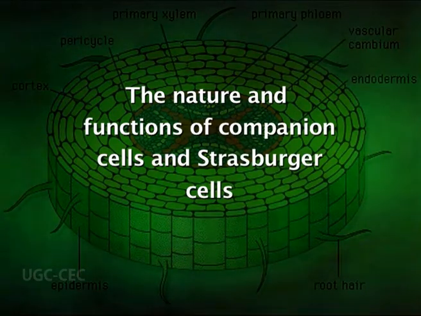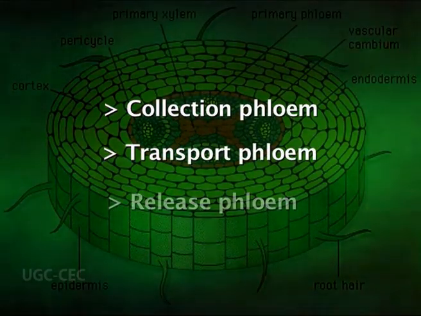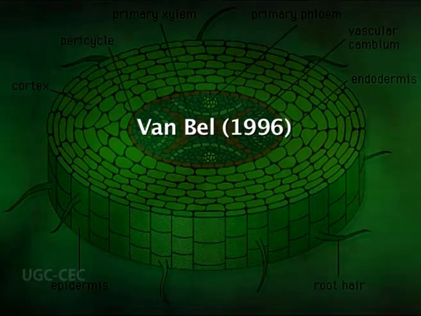Dear students, now we will discuss the nature and functions of companion cells and Strasburger cells. The phloem accumulates photosynthate from the mesophyll of leaves, transports it throughout the plant and releases it at sites where it is utilized in the growth and development of the plant. These functions are implied by the terms source, transport and sink. The terms collection phloem, transport phloem and release phloem were proposed by Van Bel in 1996 to indicate more clearly these important functions of the phloem, but these terms are not as yet widely used.